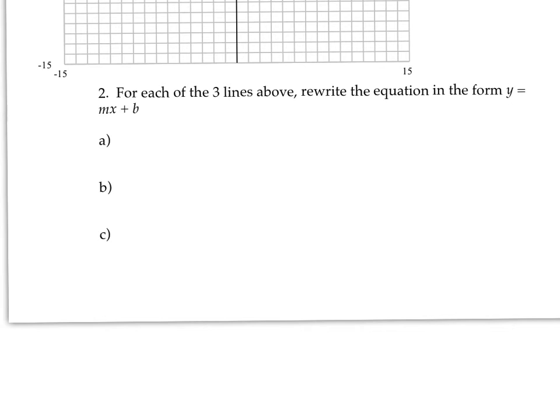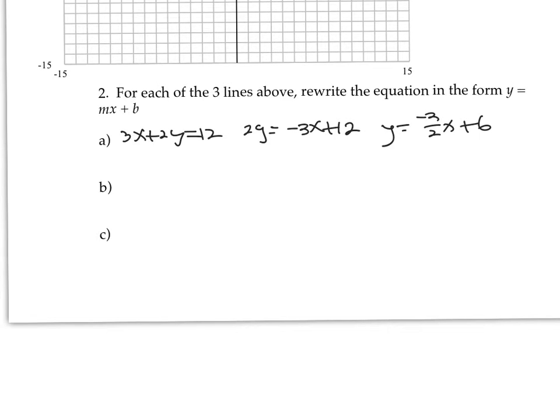Okay, for each of the 3 lines, we are to write the equation in the form y equals mx plus b. So for the first one, we had 3x plus 2y equals 12. We first isolate the y term, so we get 2y is equal to negative 3x plus 12. Then we divide to get y equals negative 3 over 2 x plus 6. And again, that gave us our y-intercept of (0, 6).